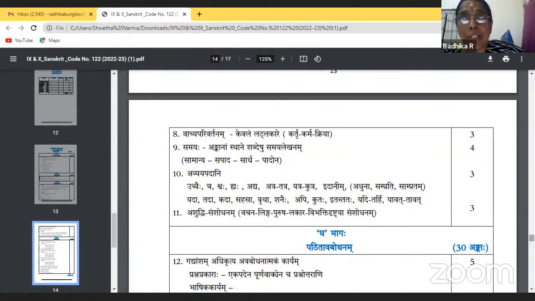This question also has no options. They have to write the correct Samskrita padam instead of the numbers. Anganam sthane shabdeshu samaya lekhanam.